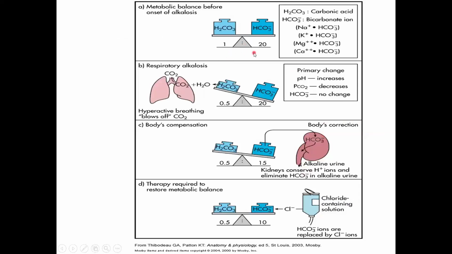So here, the bicarbonate is normal, and carbonic acid is low due to hyperactive breathing. Kidneys compensate by conserving hydrogen ions and eliminating bicarbonates, slightly achieving the ratio. The final ratio can be achieved with the help of chloride containing solution therapy, and the normal ratio is achieved. 0.5:10 means 1:20.